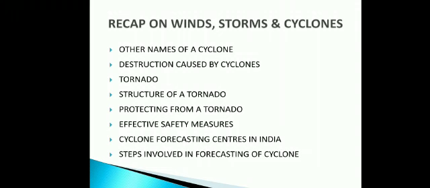Next one is destruction caused by cyclones. See, due to this, the soil of the area loses its fertility, and it affects telephone communication lines, and damages houses, causes loss of life. Next one is tornado. A tornado is a violent windstorm circling around the center of a low pressure area. It is a rotating column of air extending from a thunderstorm to the ground.